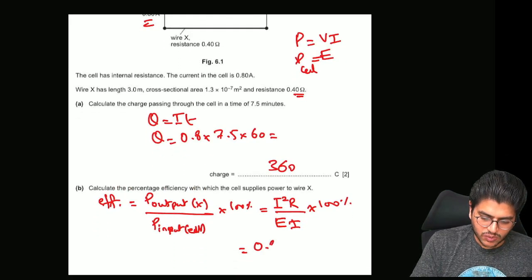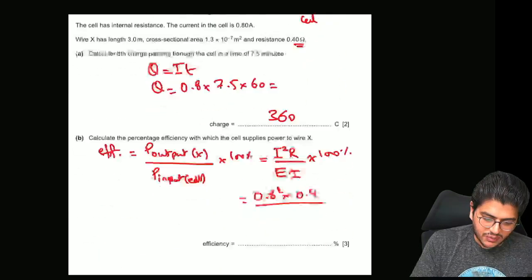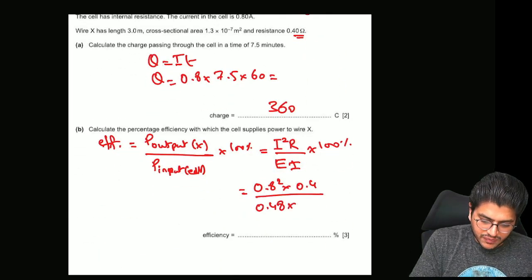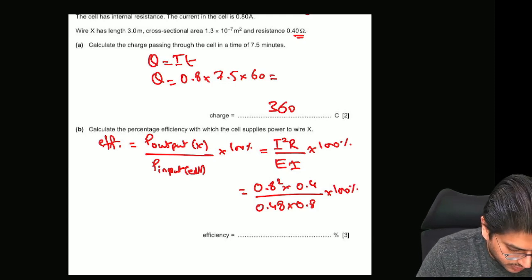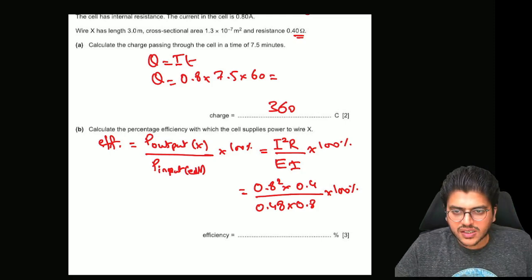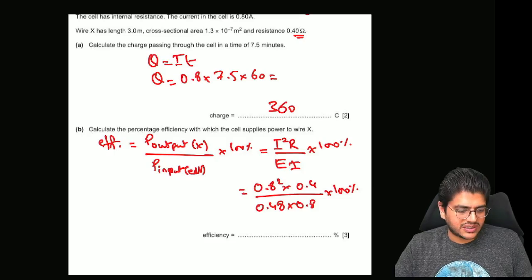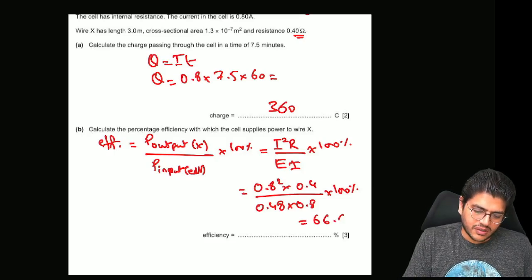So 0.8 squared into the resistance of the wire, which is 0.4, divided by the EMF of the cell, which is 0.48, into 0.8 into 100%. Let's see. 0.8 squared into 0.4 divided by 0.8 into 0.48 into 100%. You'll get 66.66, which is like 67%.